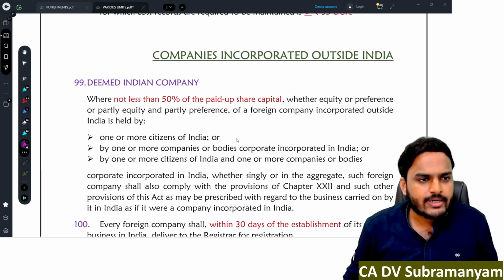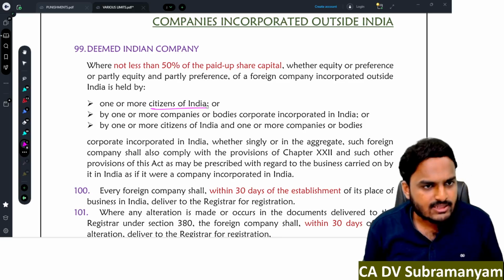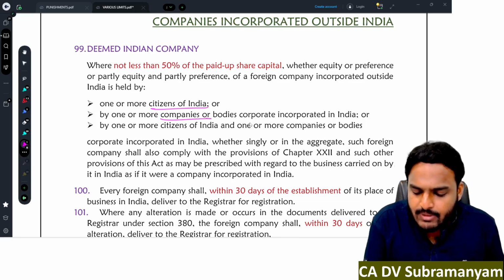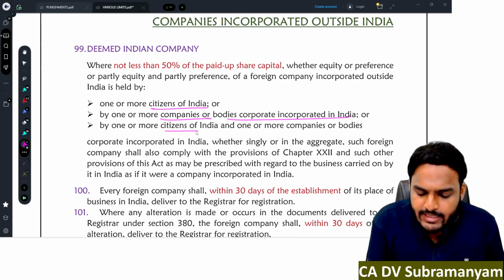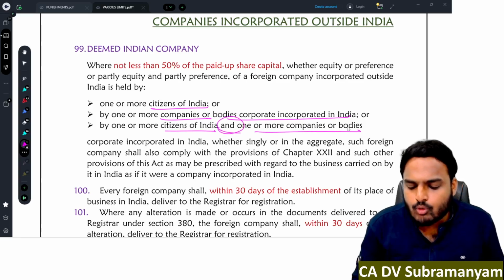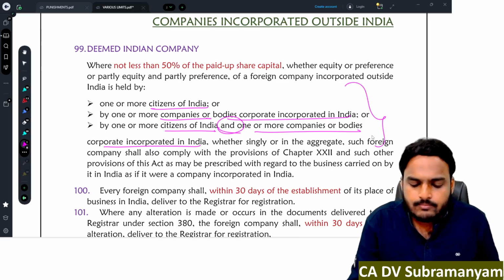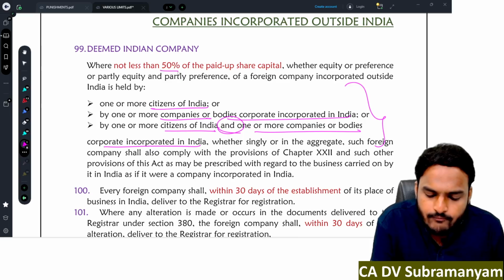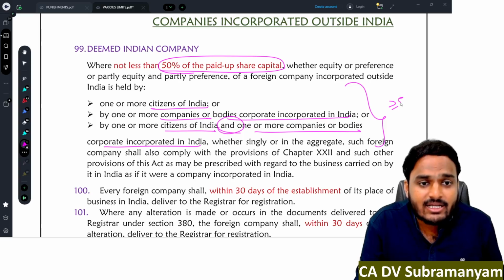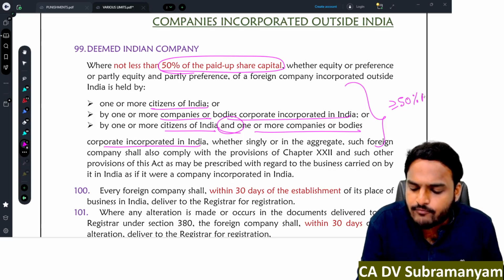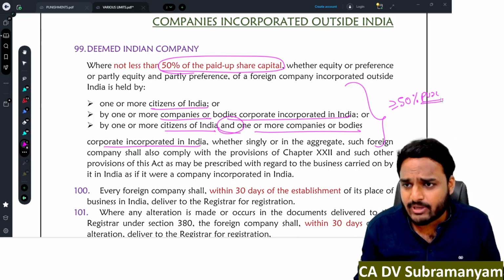Next, companies incorporated outside India. Deemed Indian company. Indian citizens, Indian companies or body corporates incorporated in India, or Indian citizens and one or more companies or body corporates incorporated in India, all these people put together hold 50% of paid up share capital. Not less than means greater than or equal to 50% of paid up share capital. It may be equity or it may be preference or it may be both equity and preference.